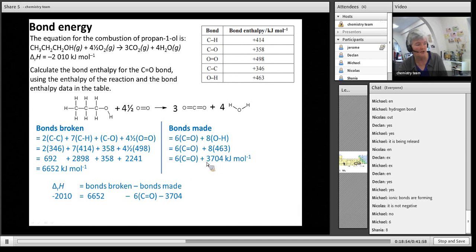So please don't go minus 6 CO and then plus 3704 because I've got a plus there. So either say minus and then have brackets around here with a plus there, or just go minus, minus. So it's all these little things that can make you go wrong because you're not thinking correctly with your maths. So just check those.